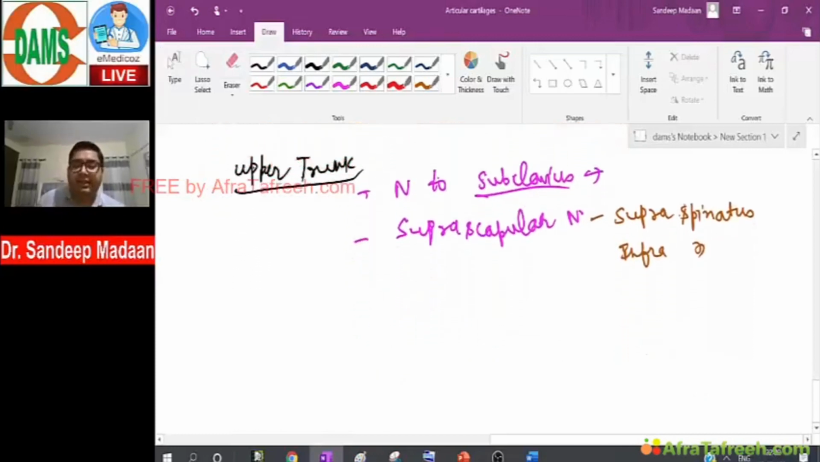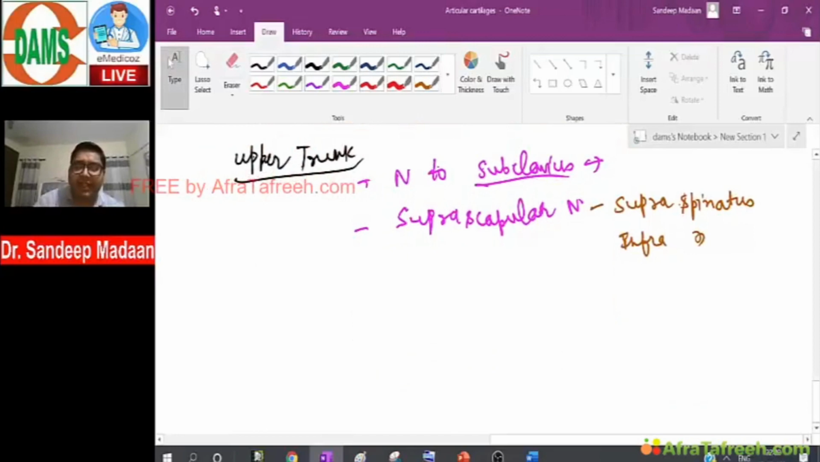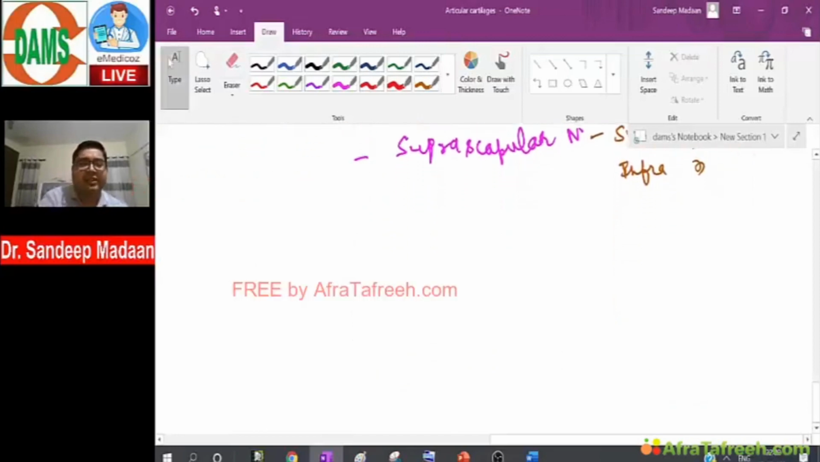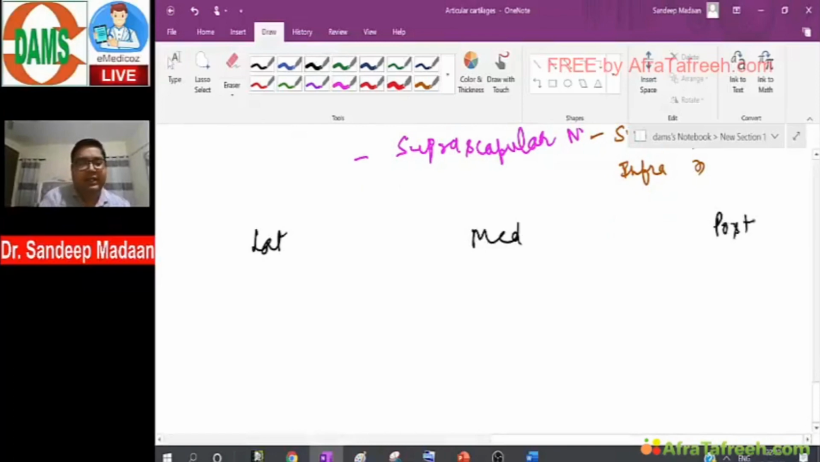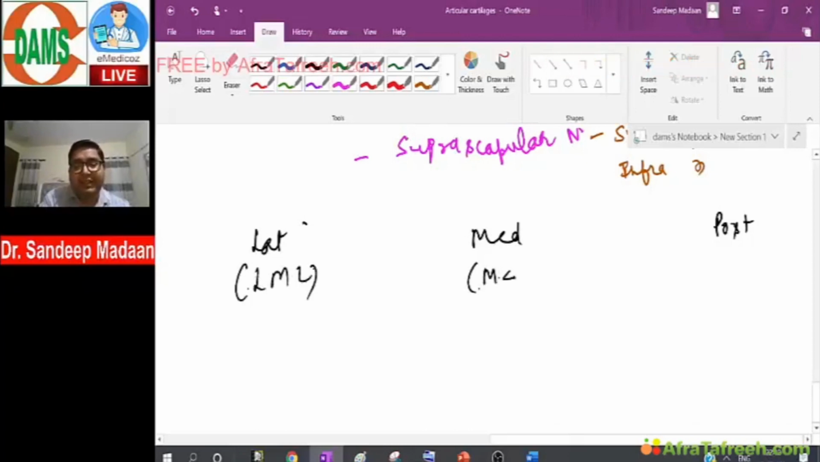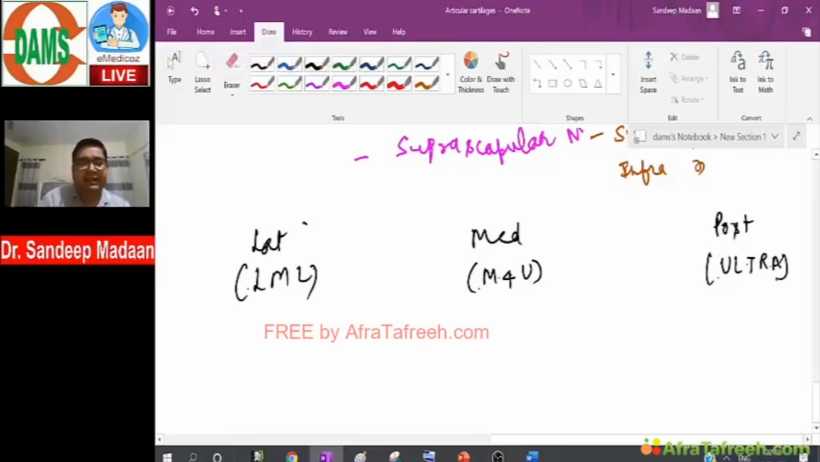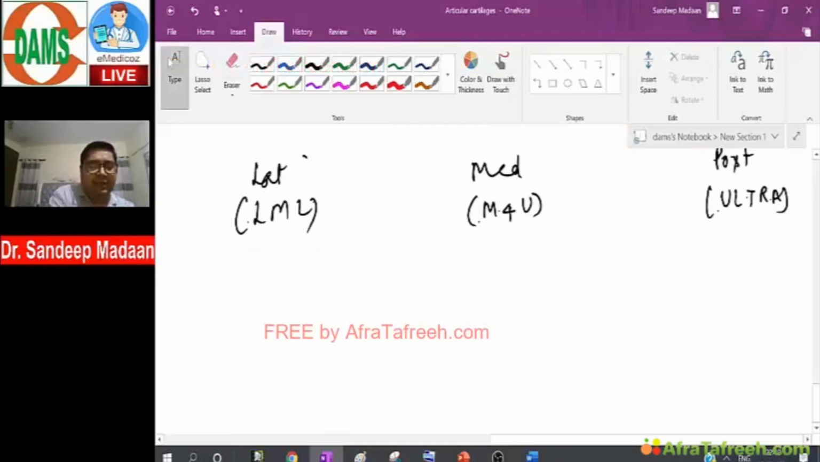Then, after having understood the branches from the root and the trunk, let us write down the branches from the cords. So we have the lateral cord, the medial cord, and the posterior cord. The lateral cord mnemonic is LML. The medial cord mnemonic is M4U. The posterior cord mnemonic is ULTRA.